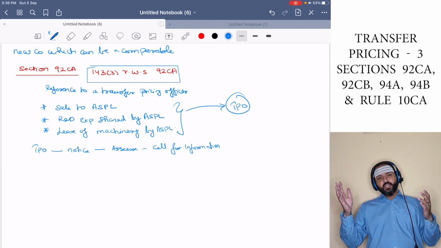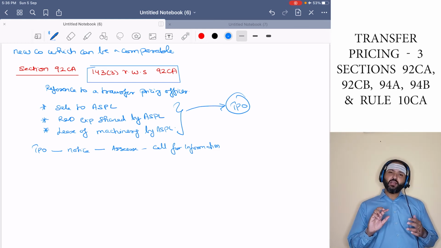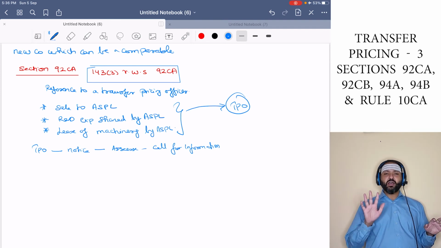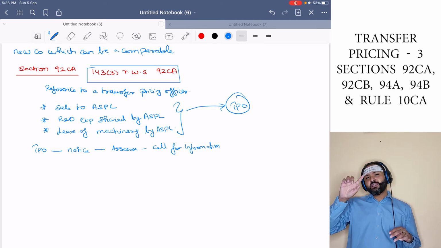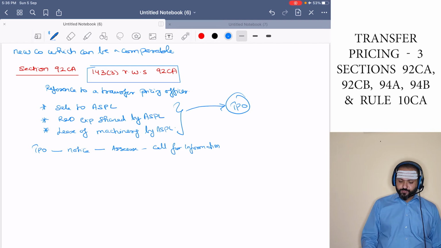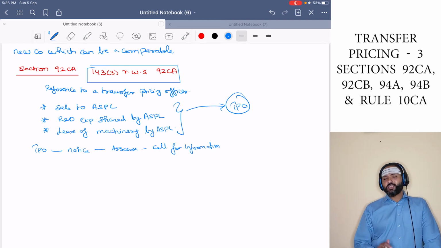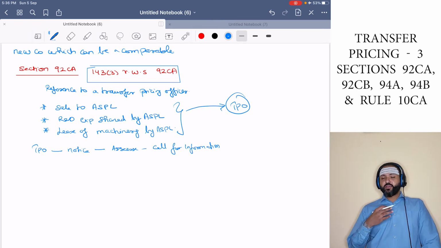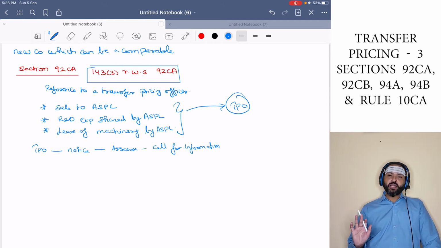They will call for information from the assessee. The assessee will have to go to the income tax portal and submit that information. After submission, they will process the information and check whether the arm's length price has been correctly identified or not. Let us not go into the faceless part now; when we do the assessment procedure topic, we will cover faceless assessment also. As of now, we will understand the regular reference to the transfer pricing officer.